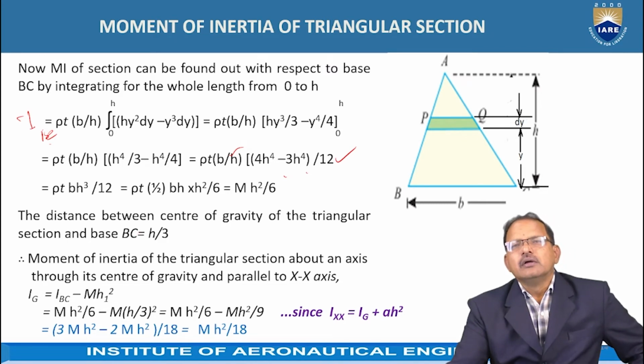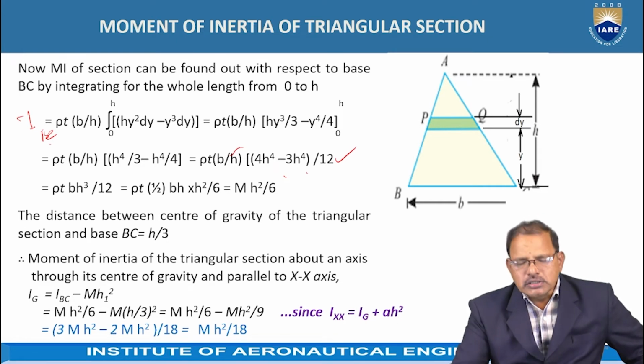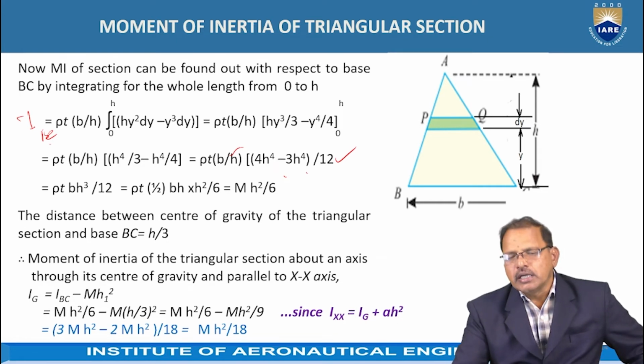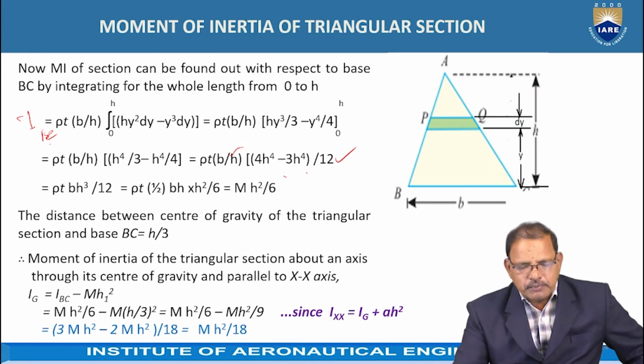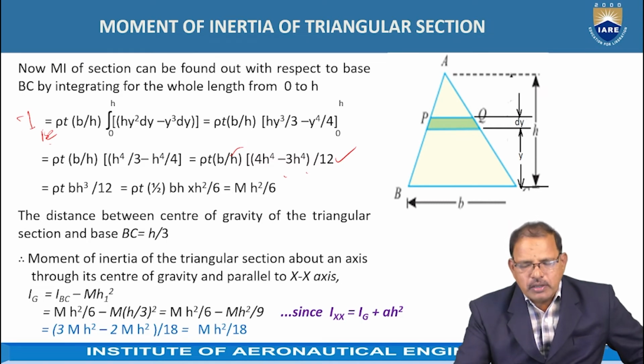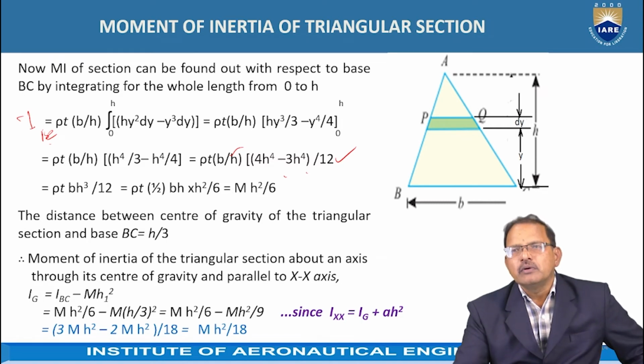But here, rho T into the area, where area is given by half into base into height, that means half B H. The remaining value is H square by 6. Hence, rho T into area, that is half into B H, represents the mass of the triangular plate. The remaining value is H square by 6. Hence, the moment of inertia of the triangular plate about the line BC, that is I BC, is equal to m H square divided by 6.